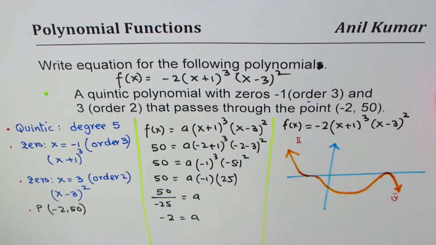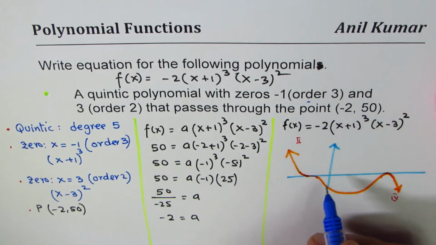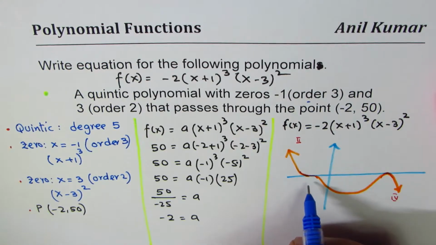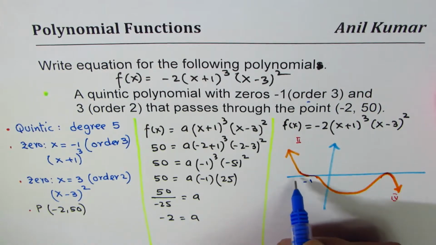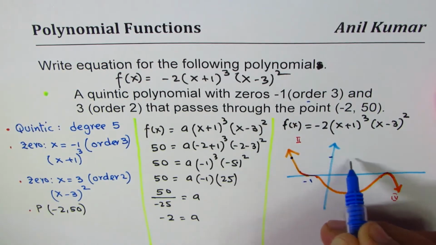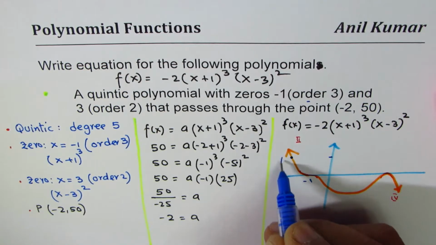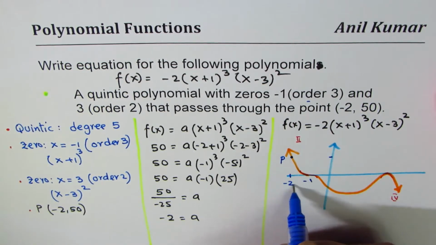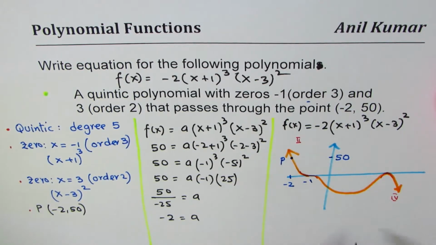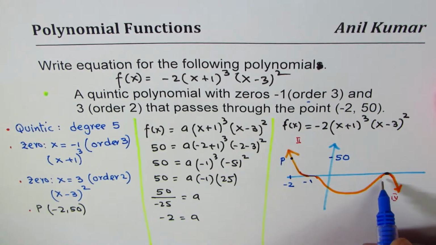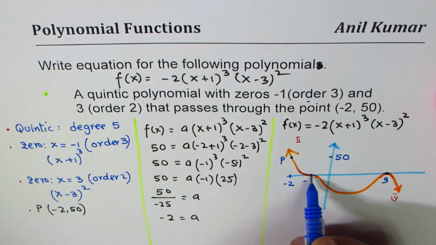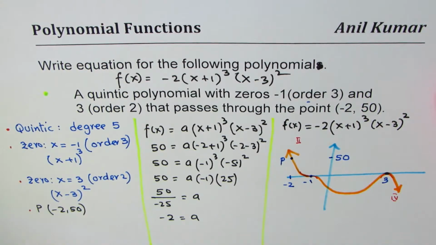So that becomes the graph for the given polynomial, where this is the zero at -1. So let's say -2 is somewhere here. This point, we'll say, is the point P for us, which at -2 is 50. And this point is the second zero, which is at 3 of order 2. So that is how you could sketch your graph.